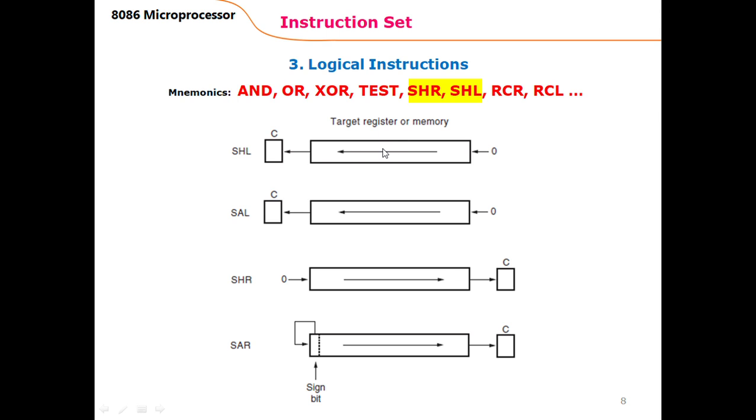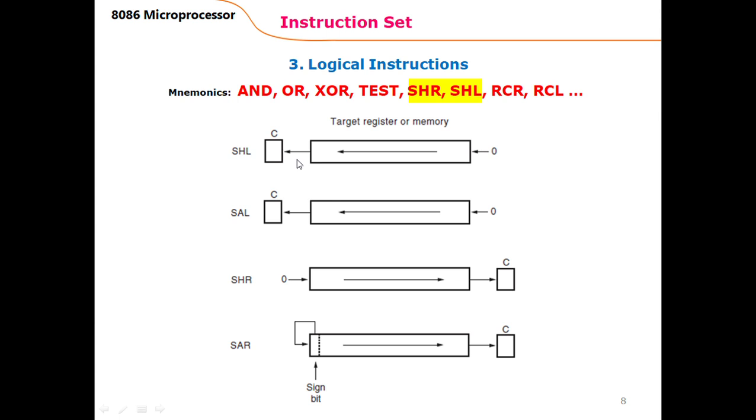Here the target is always a register or a memory, because the result is always stored. So for shift left or shift right instructions, we have to provide a register or a memory location as a target. That target is also the source of data, and the value in that register or memory location is left shifted or right shifted by a number of places. That is also provided as part of the instruction.